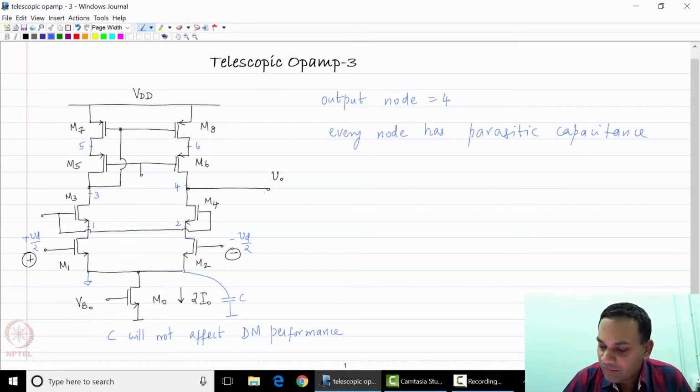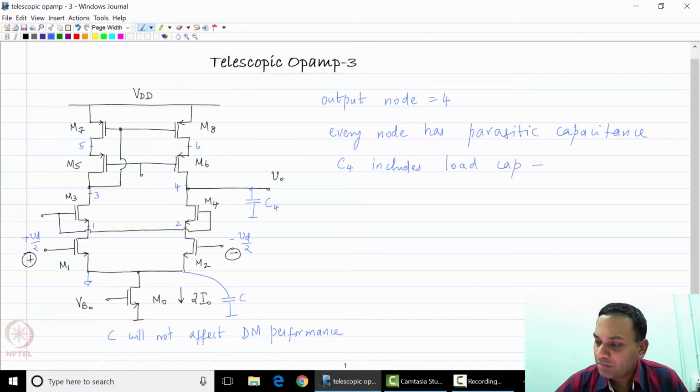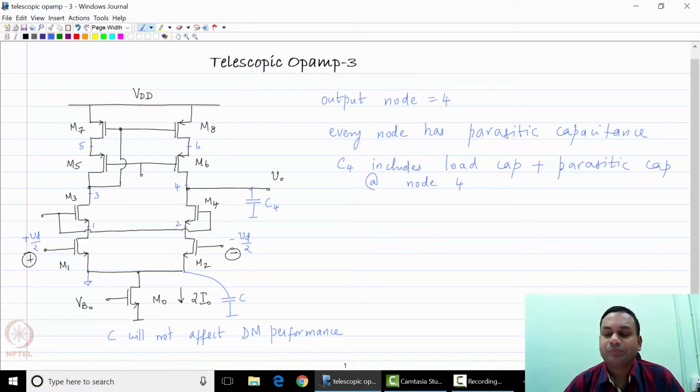Apart from this, you will also have some load capacitance CL. So everything put together, we will call this total capacitance C4. C4 includes load cap plus unwanted parasitic cap at node 4. So C4 is the sum of the load capacitance CL and whatever parasitic capacitance exists at that node.